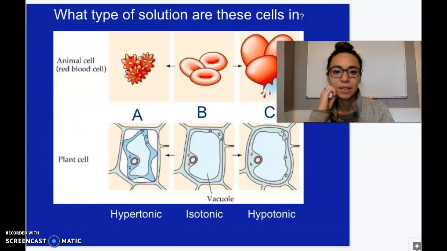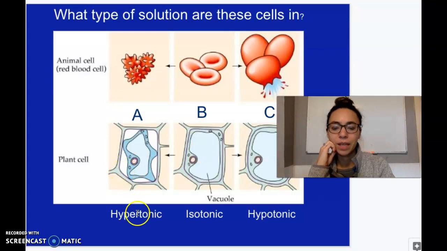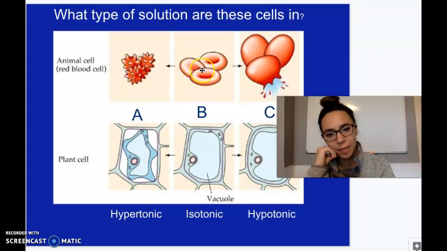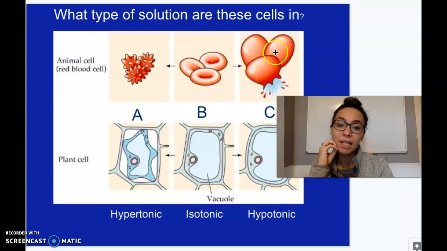Here's another nice little diagram, right? With a hypertonic solution, the cell shrivels up. Isotonic, happy. Hypotonic, swells up.